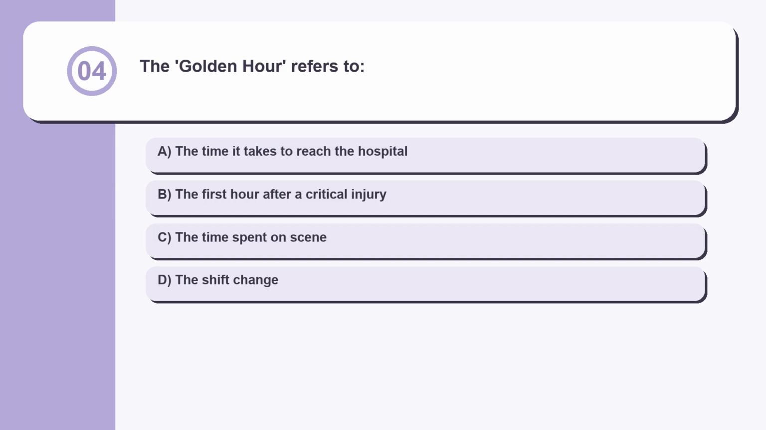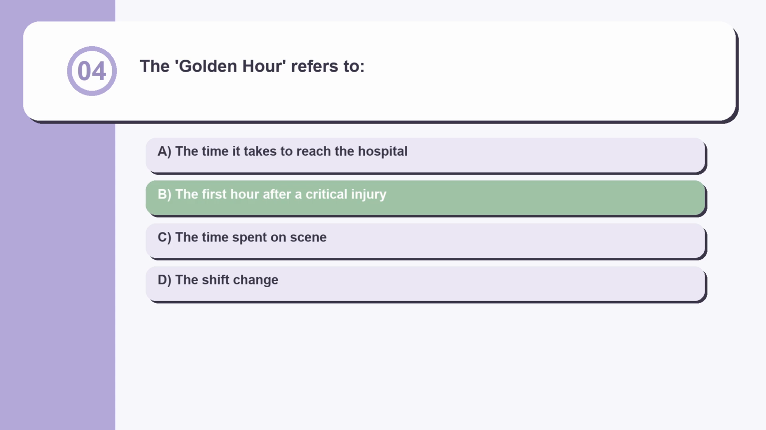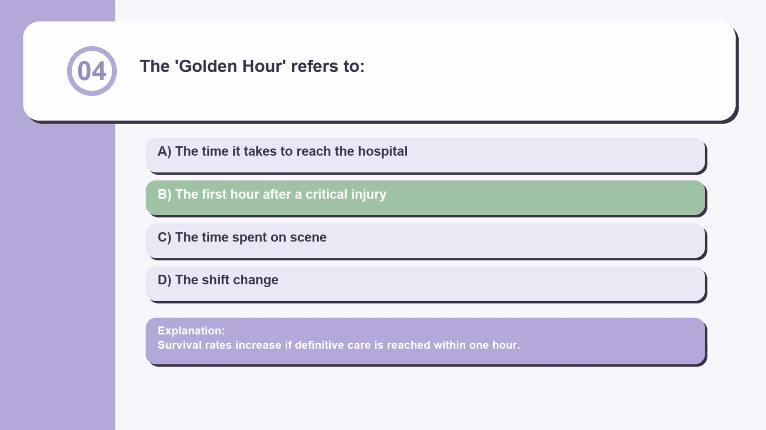Question 4. The golden hour refers to: the time it takes to reach the hospital, the first hour after a critical injury, the time spent on scene, the shift change. Survival rates increase if definitive care is reached within 1 hour.